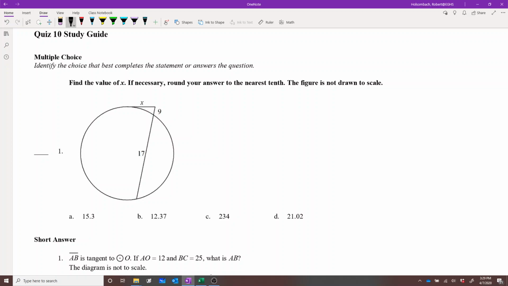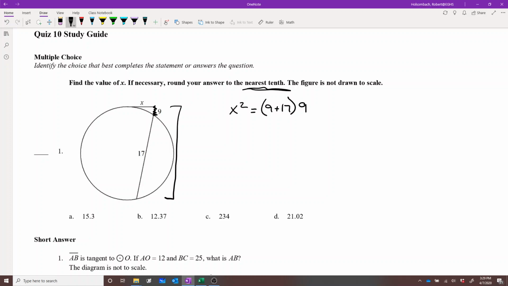So here we go. Number 1, finding the value of x, if necessary, round to the nearest tenth. Figures not drawn to scale. We've got a tangent and a secant, and our rule says that the tangent squared is going to be equal to the entire secant, which is 9 plus 17, times the outside portion of the secant, which is 9.